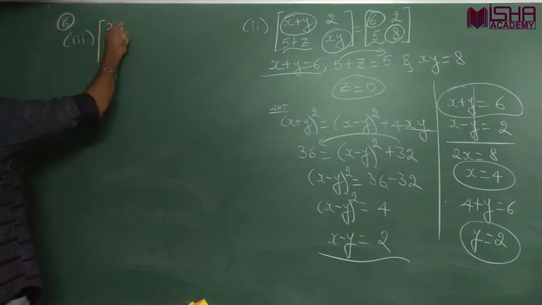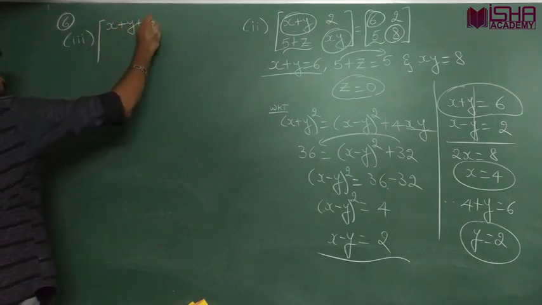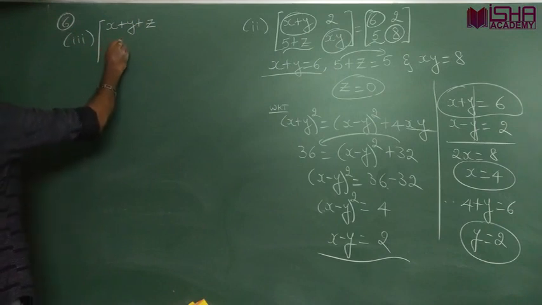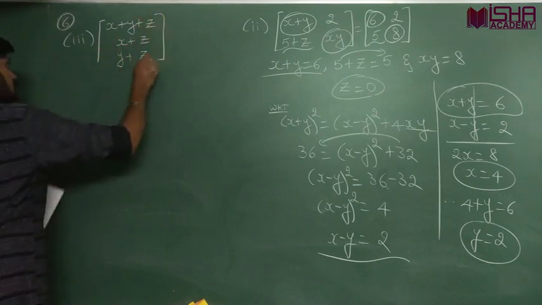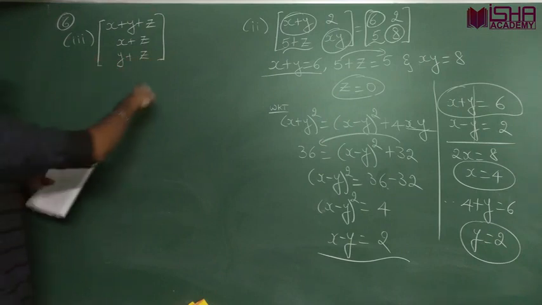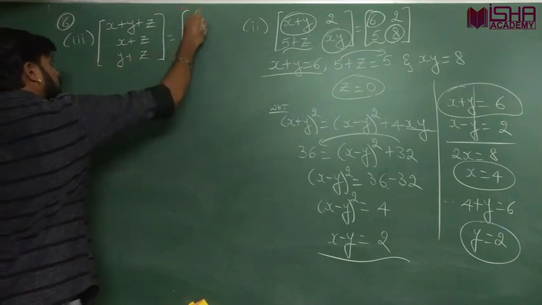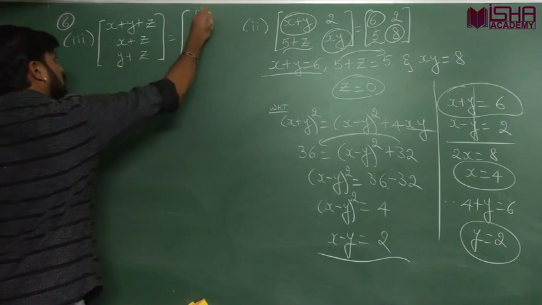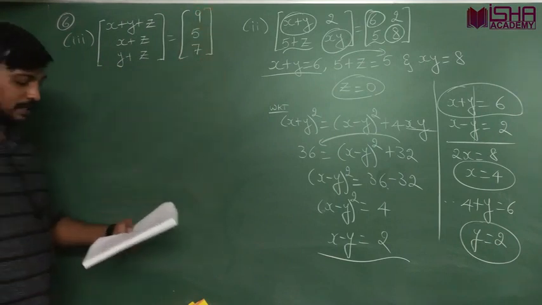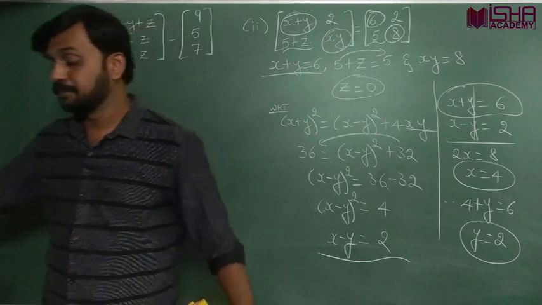x plus y plus z. This is a simple problem. x plus z, y plus z equals 9, 5, 7.